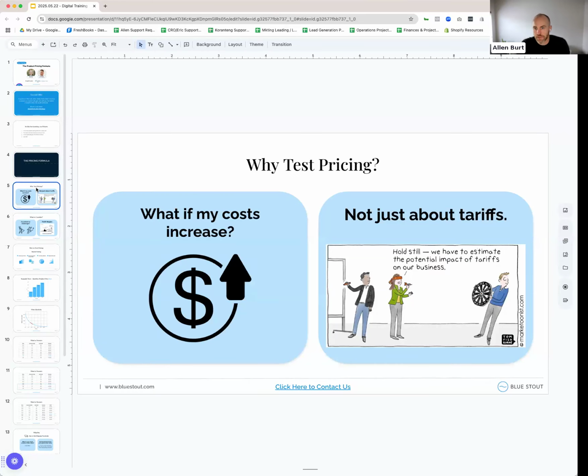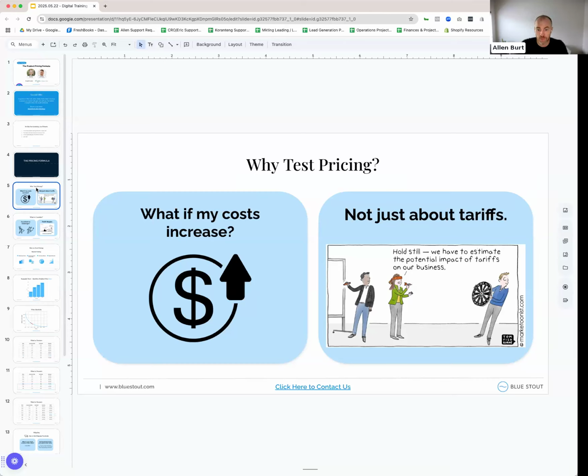So ultimately, this comes down to the question of why even price test? Right now, this is obviously a hot topic because of tariffs, but at the end of the day, this shouldn't just be something you're doing because of the current tariff situation. The question we like to pose to brands is: what are you going to do if your costs increase? This could be any of your inputs.